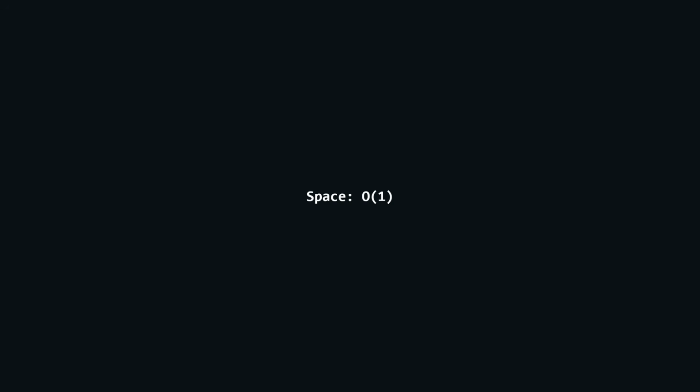The space complexity is a highly efficient O(1), which is also known as constant space. We achieve this constant space because we are modifying the initial array directly in place, and we only use a tiny bit of extra memory for our loop tracking variables.